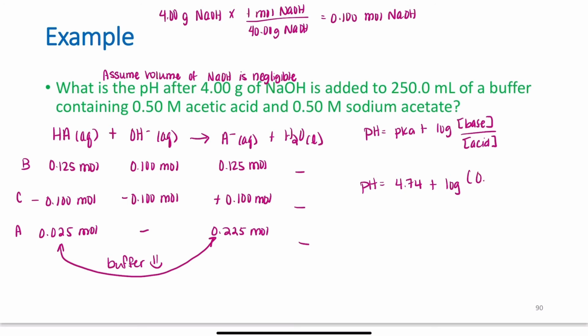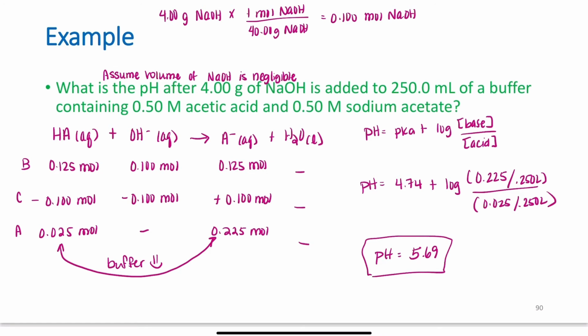Your base concentration, 0.225 divided by 0.250 liters. Your acid concentration, 0.025 divided by 0.250 liters of solution. We get an overall pH here of 5.69. So we're almost outside of that buffer range. We've added enough base to it that we've almost destroyed the buffer. We're still technically within it, but not very close anymore.